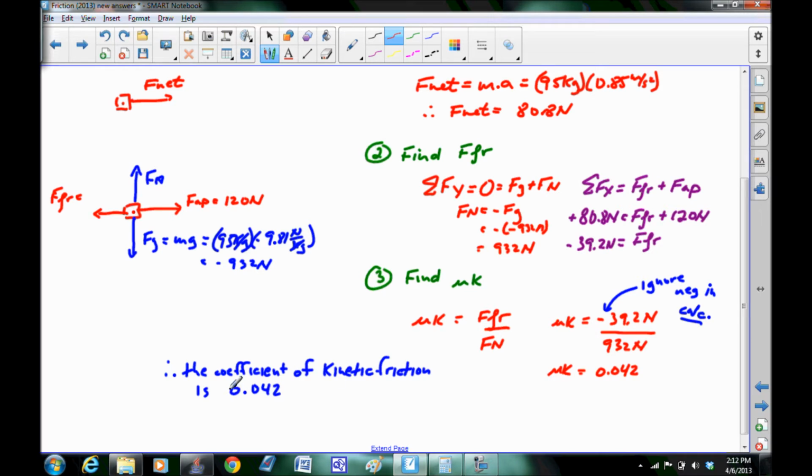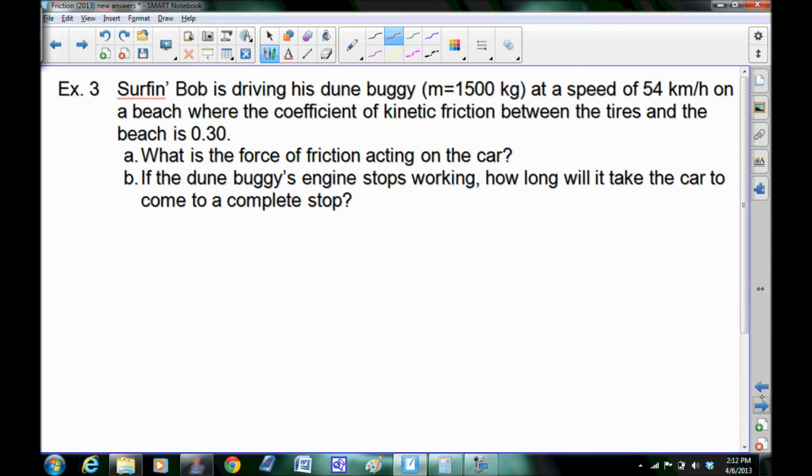So therefore, the coefficient of kinetic friction for the desk and the surface of the floor is 0.042. Again, no units. Now the last example, we have Surfing Bob driving his dune buggy at a speed of 54 kilometers an hour on a beach where the coefficient of kinetic friction is 0.3. We're going to want to figure out the force of friction and then how long it's going to take the car to come to a stop.